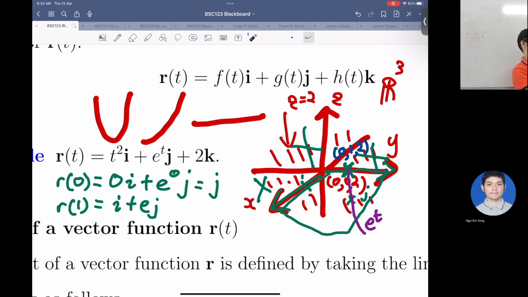Can you get it or not? Whatever you move, you still move within the second floor. You don't go to the first floor or to the third floor. So you stay constantly on the second floor, and then you can do it in 2D. Anyone still confused why I got e to the t?